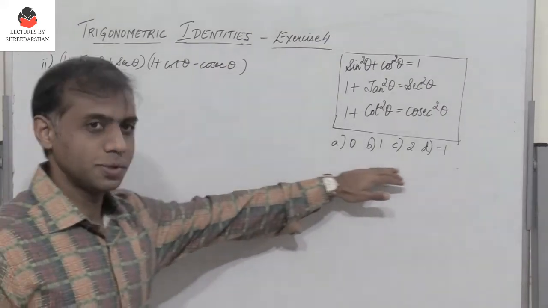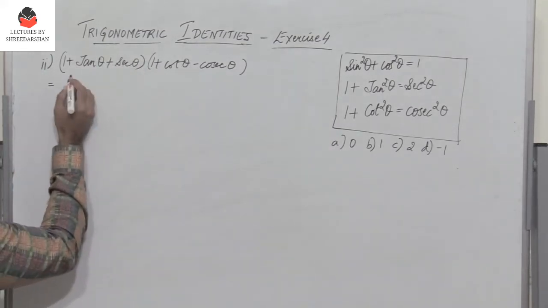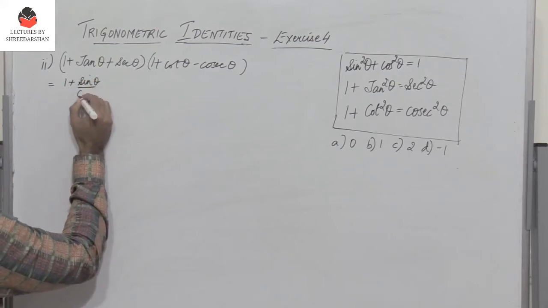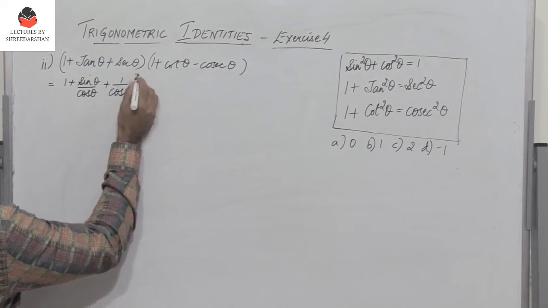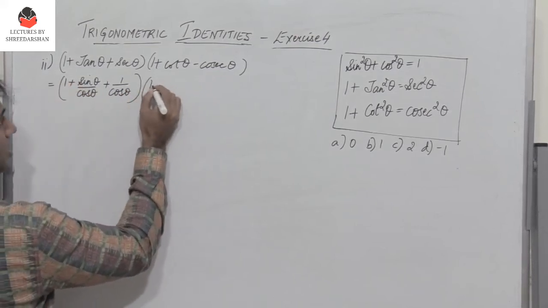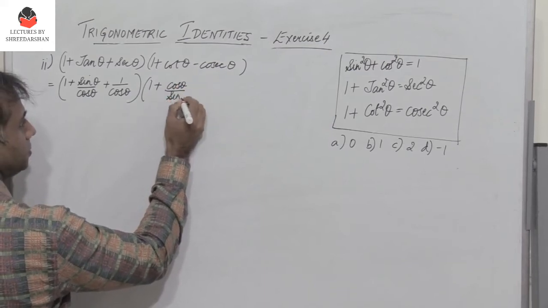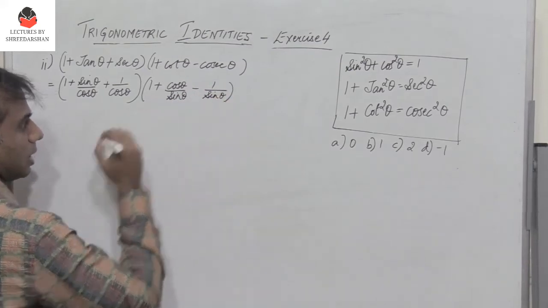So here there are 4 options. So we have to choose one of them. So now let me simplify this. Let me write tan theta as sine theta by cos theta, and secant theta is 1 by cos theta. Similarly, cot theta is cos theta by sine theta, and cosecant theta is 1 by sine theta.